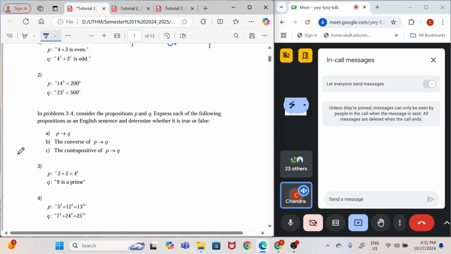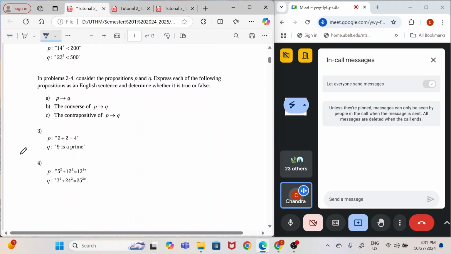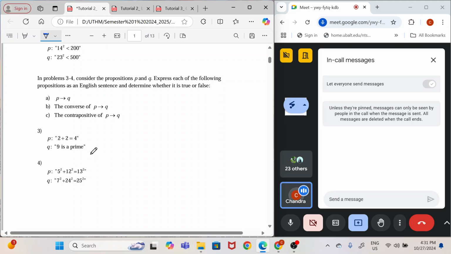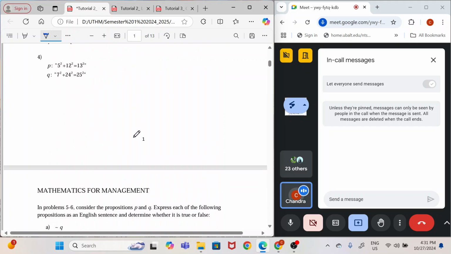In problem 3-4, consider the proposition P and Q. Express each of the following proposition as an English sentence and determine whether it's true or false. This one also is the same thing. Okay, we have gone through the implication, converse and contrapositive. You can see the answer here. Okay, you can try on your own. Same thing, same method as how I did just now.